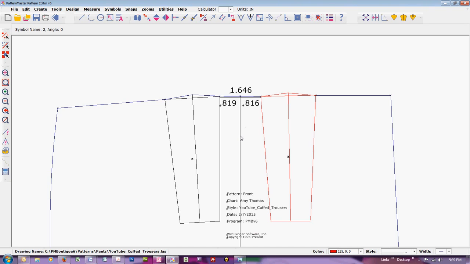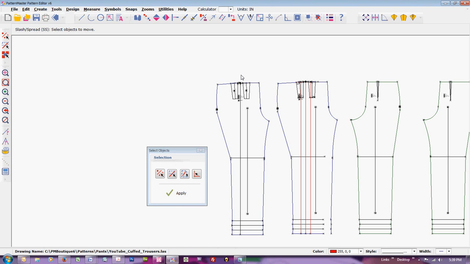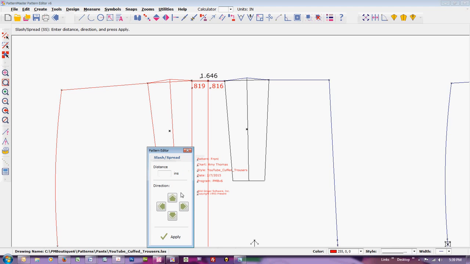Here's what I need to do. We need to slash and spread. Click on the slash line. And then we select our lines. All right, Lisa, that's so much easier, isn't it? Let's take that out. And we want this 2 inches that way.